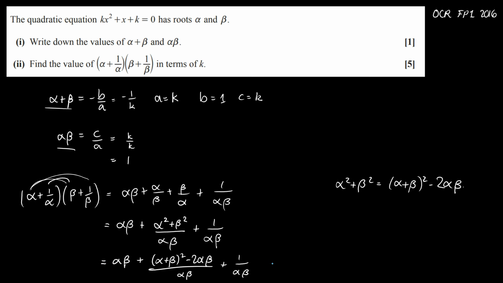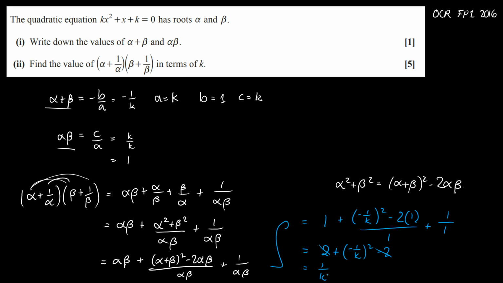So alpha beta, that is 1. And then alpha plus beta is minus 1 over k squared, minus 2 lots of alpha beta, which is 1, over alpha beta, which is 1, plus 1 over alpha beta, which is 1. So we've got 2 plus minus 1 over k all squared minus 2. Those are cancelling, and we're left with 1 over k squared.